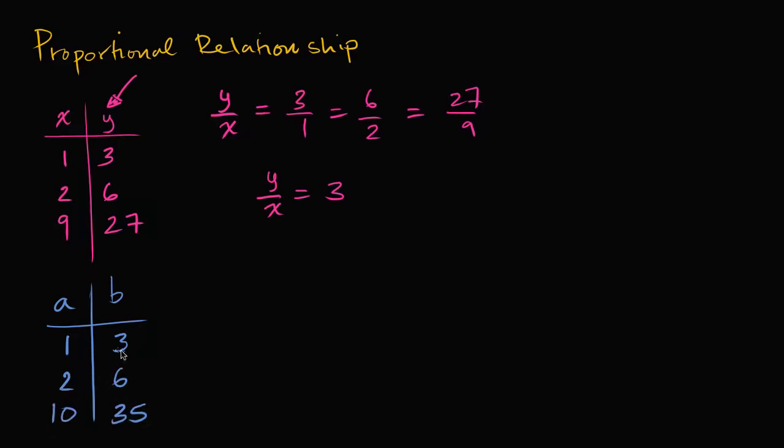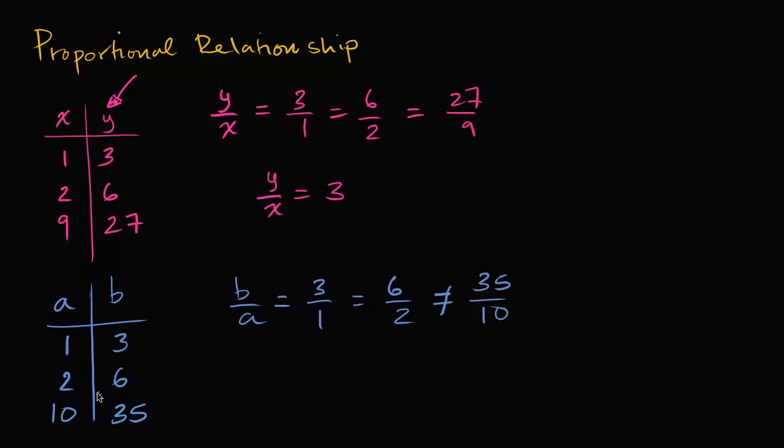So here, you might say, oh, look, when a is 1, b is 3, so the ratio b to a is 3 to 1. And that's also the case when a is 2, b is 6, so it's 6 to 2. So these ratios seem to be the same. They're both 3. But then all of a sudden the ratio is different right over here. This is not equal to 35 over 10. So this is not a proportional relationship.